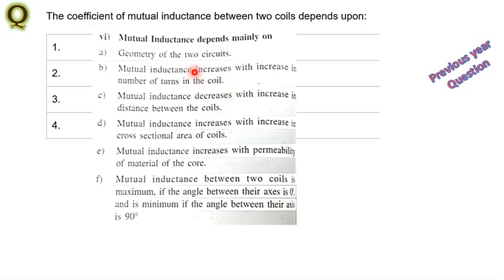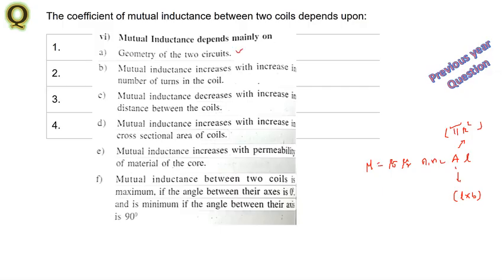I will show you this one. It depends on the geometry of the two circuits, whether it is circular or even square. According to this it may vary. And mutual induction increases by increasing the number of turns. You can see the formula: M is equal to mu naught mu r N1 N2 A divided by L. Sometimes you can mention A as pi r square for a circle, and for a square, length into breadth. According to this geometry it may vary.